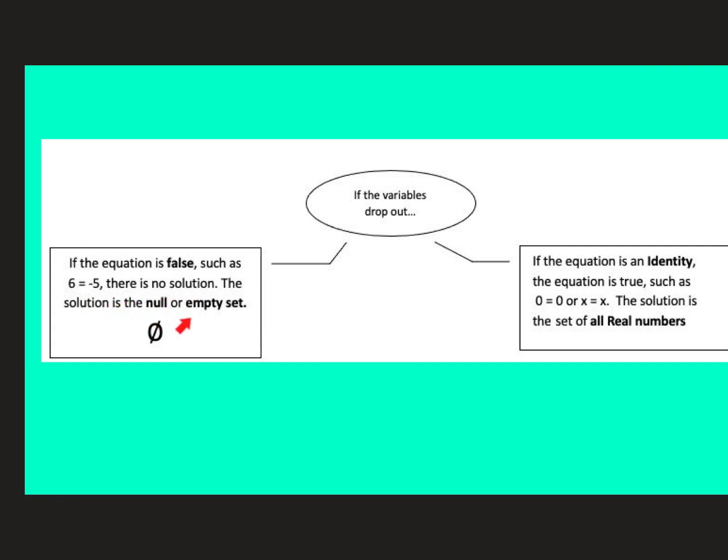So what do you write? Well, you say that there is no solution. You can use this symbol, which means empty set. If, however, the equation ends up being an identity, and an identity is when the left side of the equation looks identical to the right side, then absolutely every real number will satisfy it. The answer could be 1, 2, 7, 3.4. So we say that all real numbers is the solution.